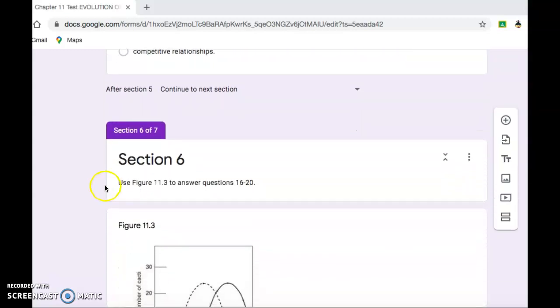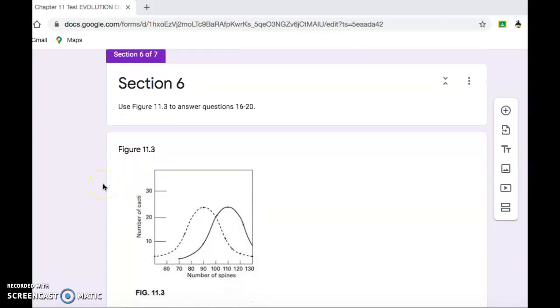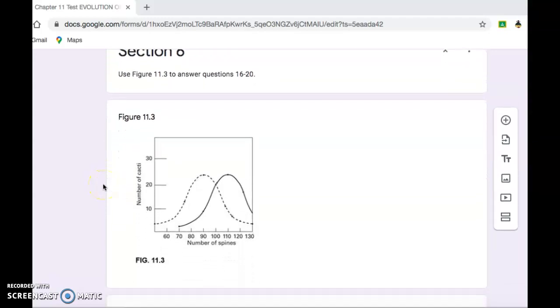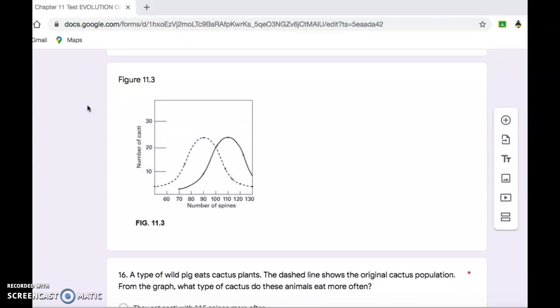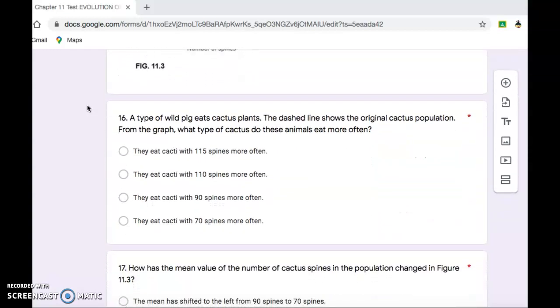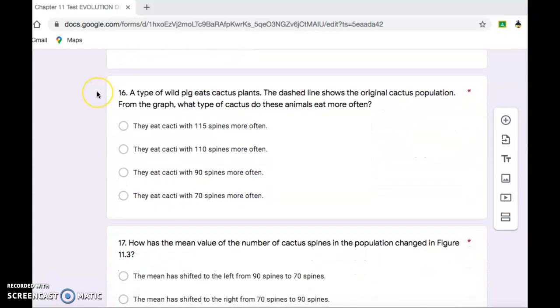When you are done with those questions, move on to section number 6. You are going to first use figure 11.3 to answer all the questions 16 through 20. So go back and look at that picture to help you answer all of those questions. Number 16 says, a type of wild pig eats cactus plants. The dashed line shows the original cactus population. From the graph, what type of cactus do these animals eat more often?